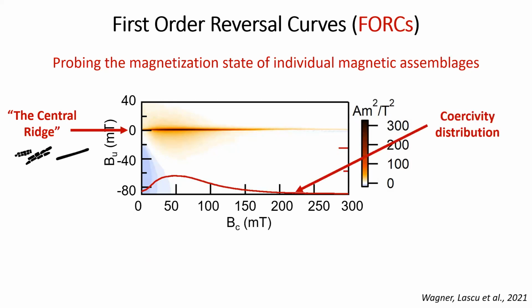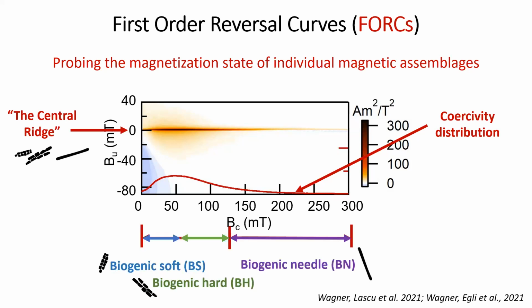We can take it a step further, like Ramon was discussing yesterday, we can look at the contributions of magnetofossils to the central ridge and basically do a cross section across the central ridge. And that's this red line here, which we call a coercivity distribution. And here's where those magnetofossil components kind of roughly fall on that distribution.